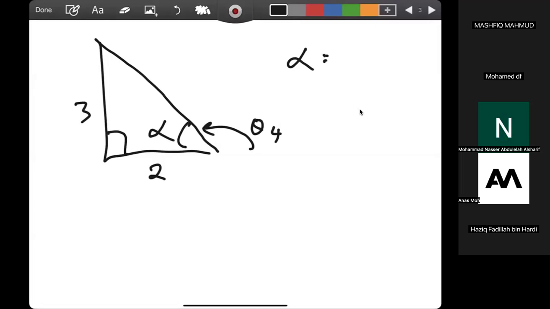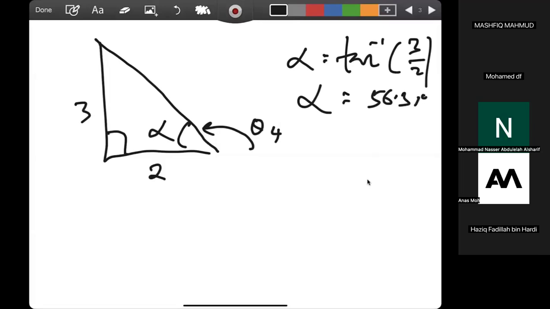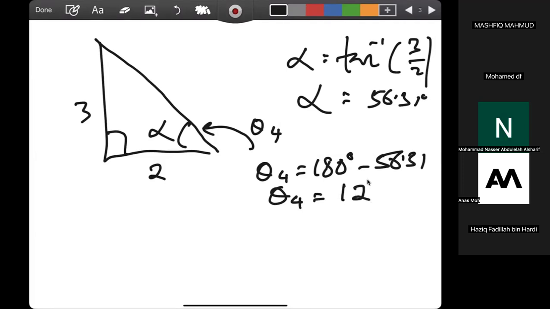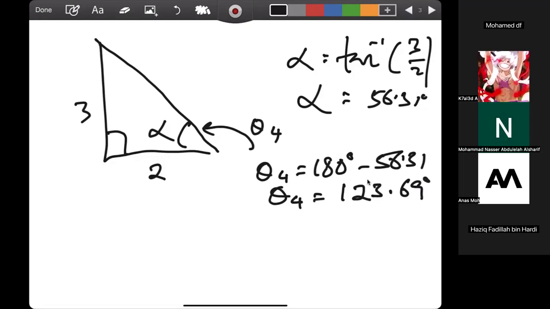Mushfiq. Radam, absent. Haziq. Mushfiq, are you there? 56.31. Okay, and then theta 4. How much is this? 123.100. 23.69. Okay.